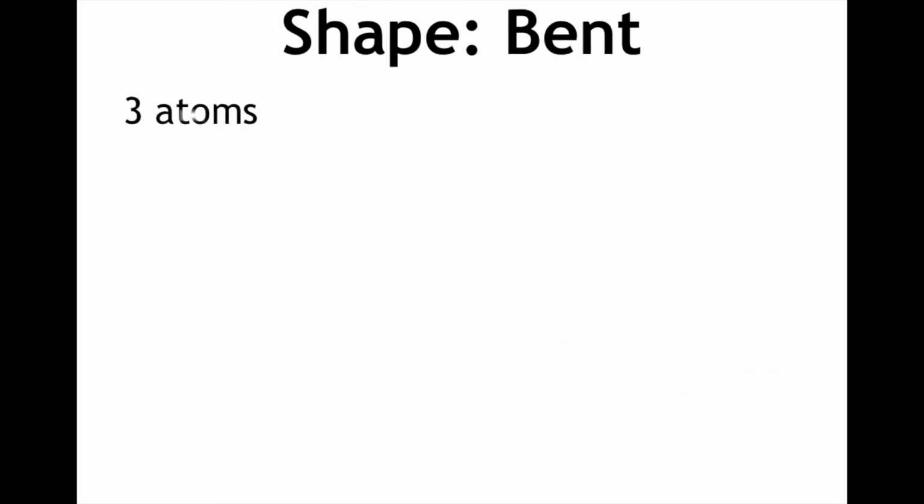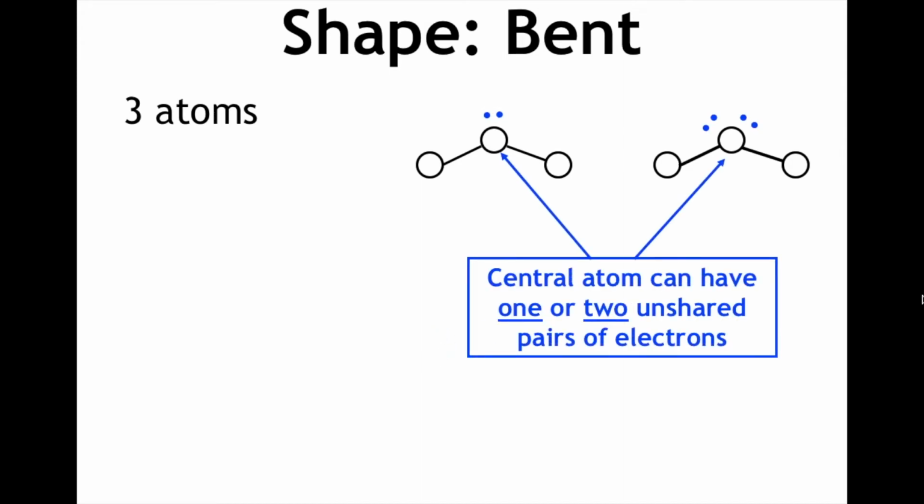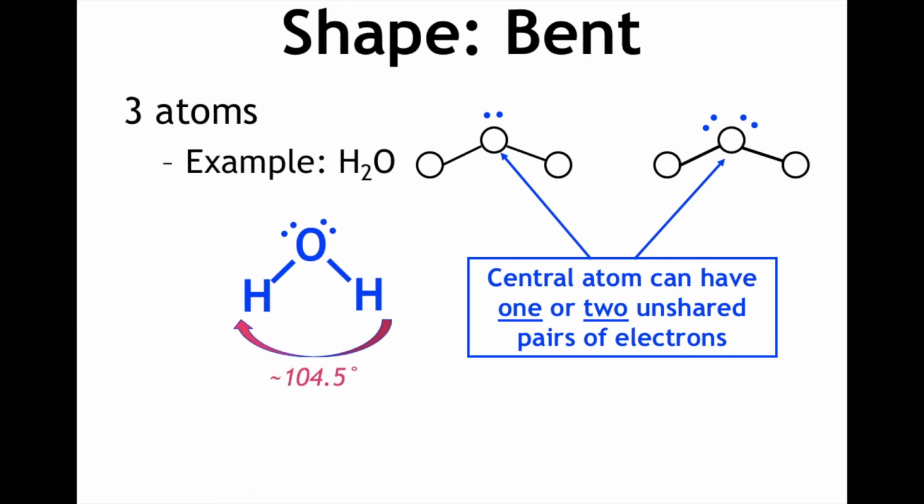Okay, so the next shape we're going to go over is bent. This is the water molecule that we drew the other day. And basically, it's just a central atom with 1 or 2 pairs of unshared electrons, okay? And these electrons right here, think of them as more negative than the actual bond. So these are going to push down the bonds, making them a smaller angle. So here is an actual example, and we've drawn this already in one of the lessons.